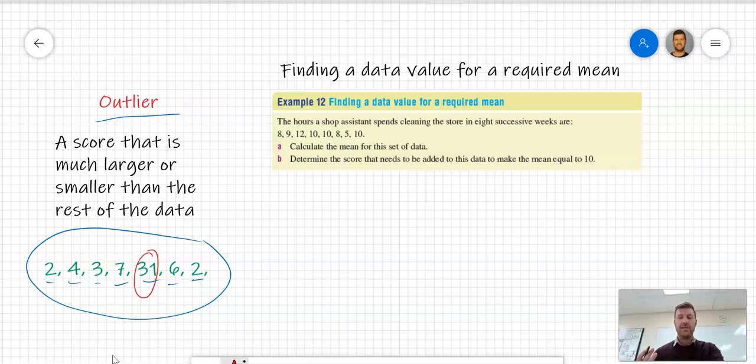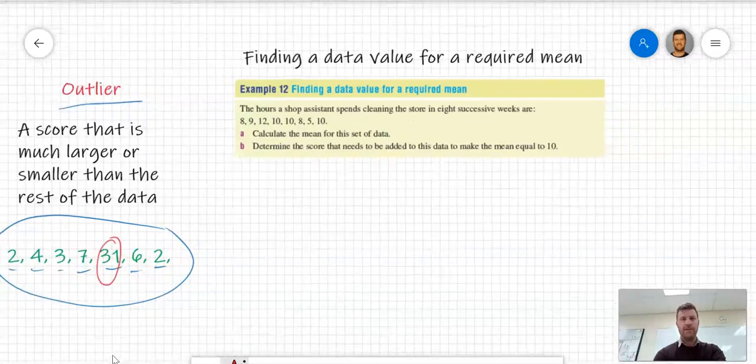Now there is actually a formula for working out outliers. We're not going to do that, and in year 9 we don't work with a formula to work out an outlier. We're just going to look at a set of data and say, is there an outlier, yes or no, by just investigating visually. Is there a number that's way bigger or way smaller than the rest of the data values? So that's what an outlier is, a score that's much larger or much smaller than the rest of the data. Simple as that for us this year anyway.